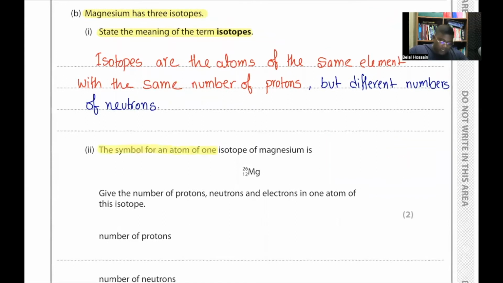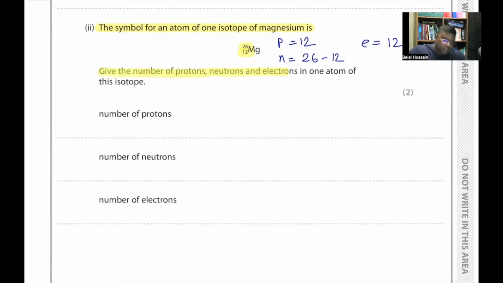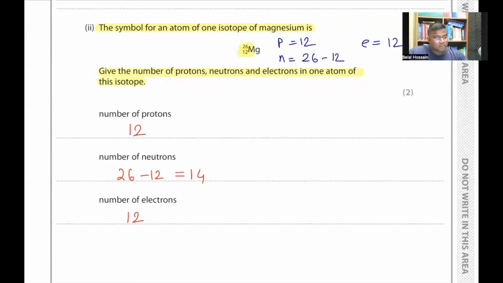The symbol for an atom of one isotope of magnesium is given, 26 12. Here we can easily conclude that the number of protons is 12, the number of neutrons is 26 minus 12, and the number of electrons will also equal the number of protons, so it will be 12. The question says give the number of protons, neutrons, and electrons in one atom of this isotope. So number of protons 12, number of neutrons 26 minus 12 equals 14. Number of electrons will be equal to the number of protons, so 12.